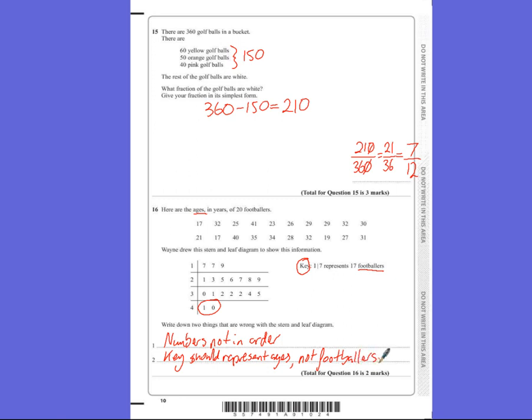Now there is a third mistake here as well. If you look here, there are two 29s in this information, and if you go along the 20s column, there's only one 29 in there. So there could be a third thing as well, that he's missed a number off. So it's really good to check all those three things: he's got all the numbers, they're all in order, and he's got a correct key.